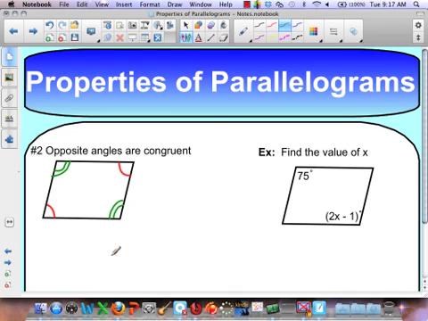Tommy? Shout me out here for a second. If my opposite angles are congruent, how can I set up an equation to solve for x according to this example? 2x minus 1 equals 75. Well done.